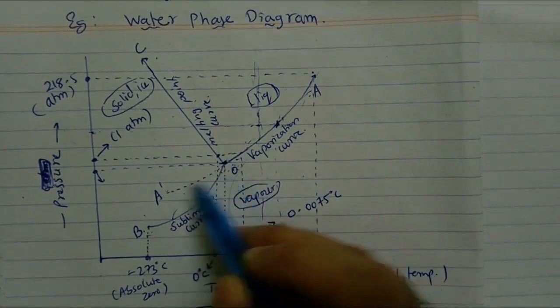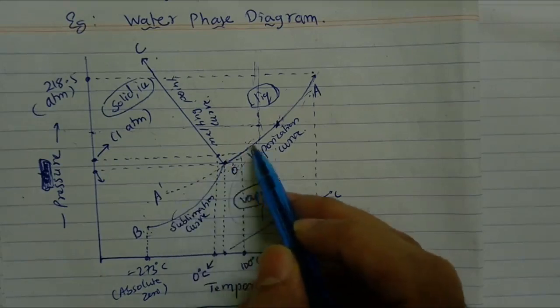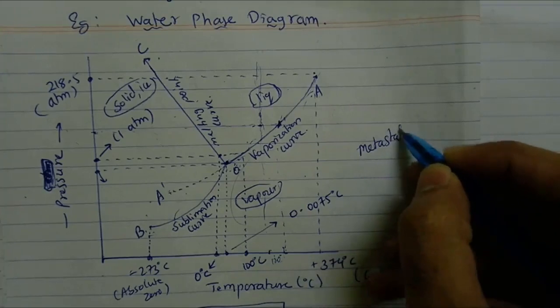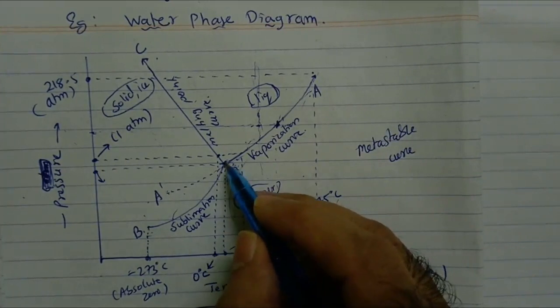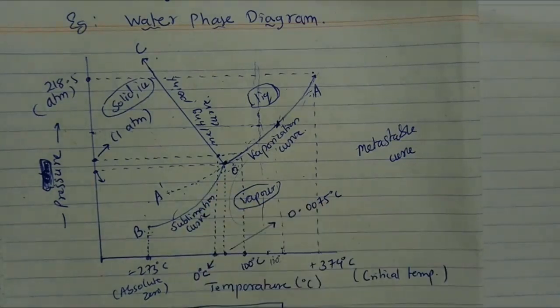Now what is that OA dash? If you extrapolate, if you just extend this from AO, this is called the metastable curve. Why is it called metastable? Because here the water will not solidify. There is a possibility that you can cool the water below 0 degrees, that means below its melting point, and that water is called super cooled water. The speciality of this is that it is metastable, that means not very stable. A slight disturbance will lead to the liquid solidifying. That is why it is called super cooled water.